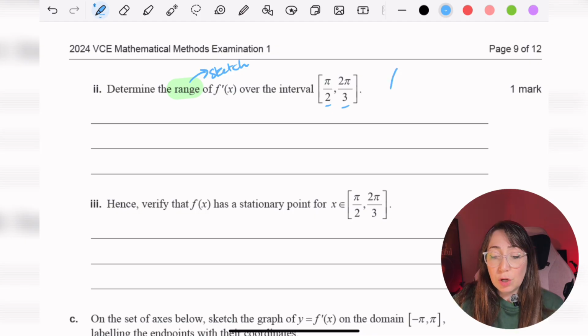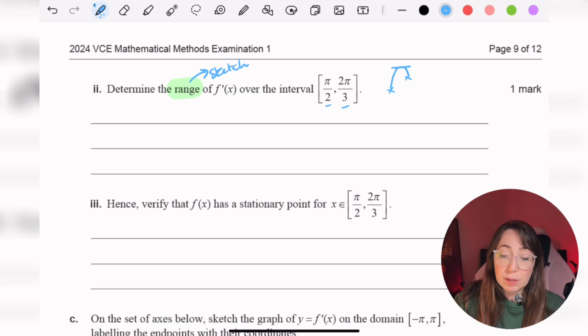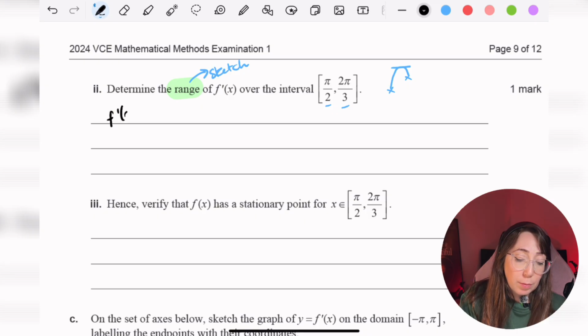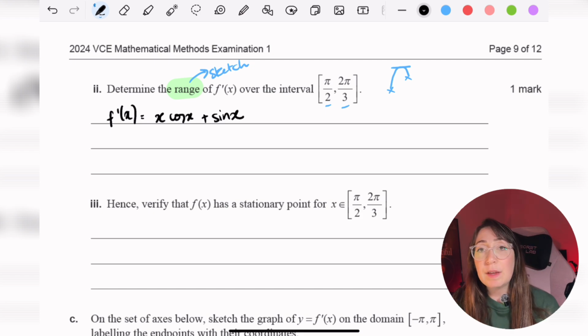If there's some sort of turning point, you can see that the range is not just going to be the endpoints here. It can be the turning point itself. So it's really important to sketch the graph so we can see what it looks like. However, personally, I don't know what the graph of x cos x plus sin x looks like. And I want to alleviate my mental load. I don't want to have to try and think through it.